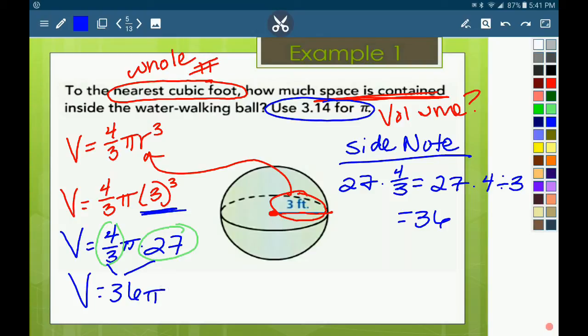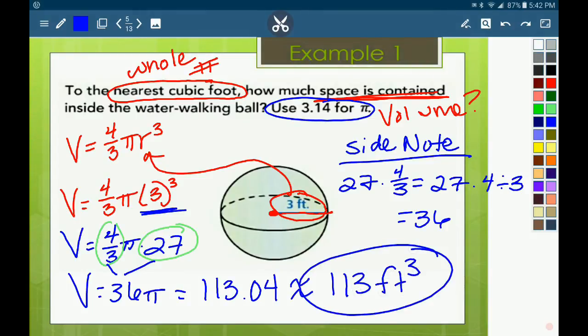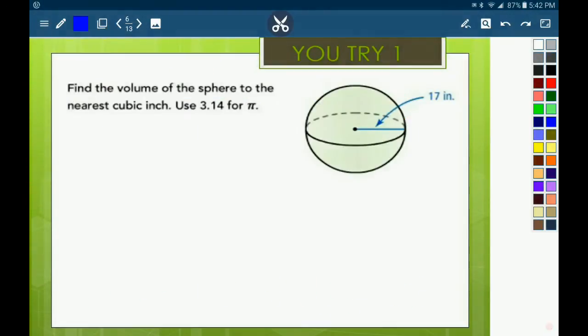Now, if these instructions said leave in terms of pi, this would be my answer, 36 pi feet cubed. But it doesn't, it says use 3.14, so I'm going to punch in 36 times 3.14, and that gets me, rounded to the nearest whole number, 113.04, which rounded would be 113 feet cubed. Go ahead and give this a try in your U-Try.